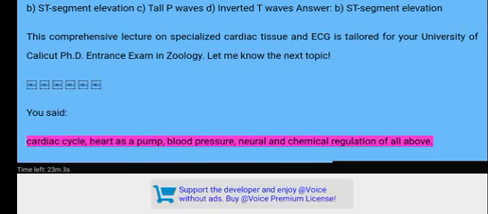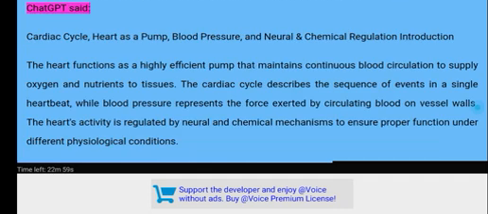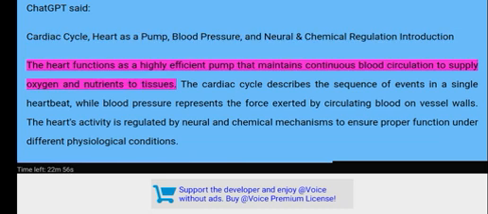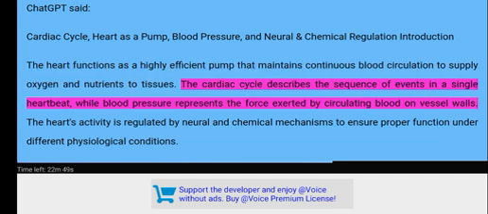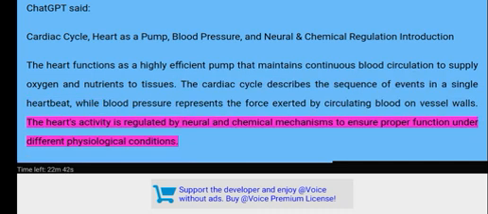You said: Cardiac cycle, heart as a pump, blood pressure, neural and chemical regulation of all above. ChatGPT said: Cardiac cycle, heart as a pump, blood pressure, and neural and chemical regulation. Introduction. The heart functions as a highly efficient pump that maintains continuous blood circulation to supply oxygen and nutrients to tissues. The cardiac cycle describes the sequence of events in a single heartbeat, while blood pressure represents the force exerted by circulating blood on vessel walls. The heart's activity is regulated by neural and chemical mechanisms to ensure proper function under different physiological conditions.